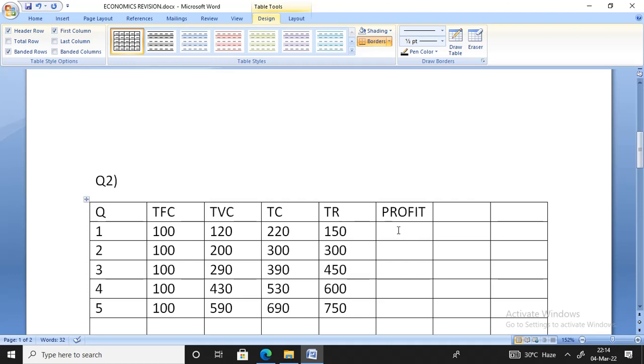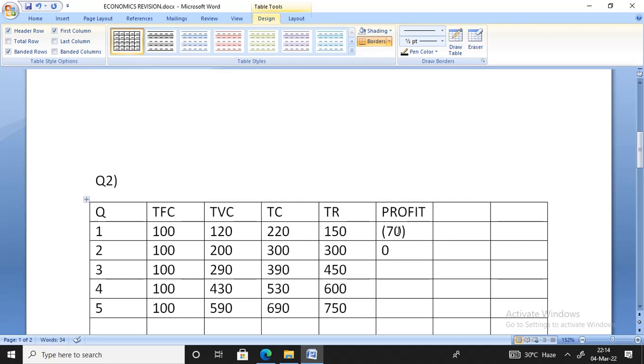Then the profit equals total revenue minus total cost. So 150 minus 220, you are going to have a negative 70, and that means if you sell one chicken, you make a loss. 300 minus 300 is 0, so that's the break-even point, where the profit is 0.